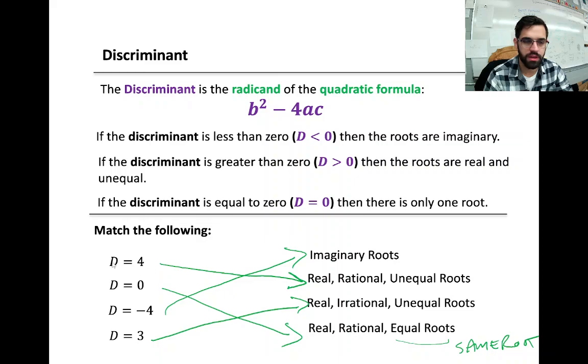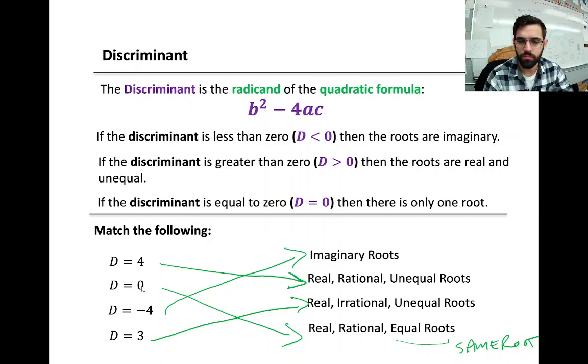Quick example, if the discriminant is 4, well that's greater than 0, so we have two real solutions that aren't equal. And they're rational because we can write them as a fraction. The square root of 4 is a perfect square. It's 2. So that's why it's rational. The last one, discriminant of 3. The square root of 3 is not rational, it's irrational. So that would be this one right here. They're real, they're unequal, but they're irrational because the square root of 3 is irrational.